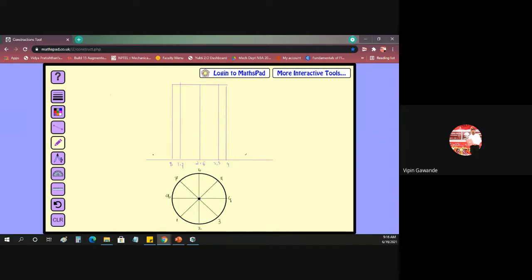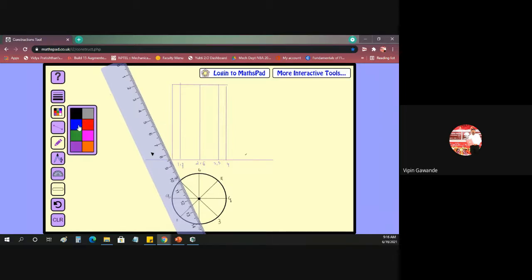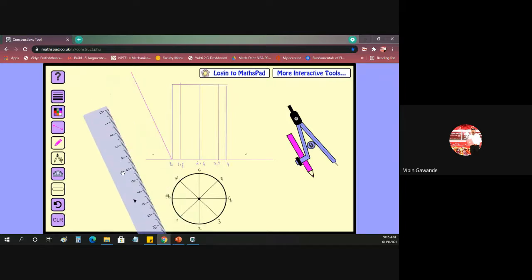Okay, now what we'll do? Now we have divided the circle into 8 parts. So we have to divide this vertical axis also, that means the height of the cylinder, also into 8 parts. So how to divide that into 8 parts? You have to take one inclined line here, because we have to divide the 60 into 8 parts. I will take another color. I have taken the inclined line.